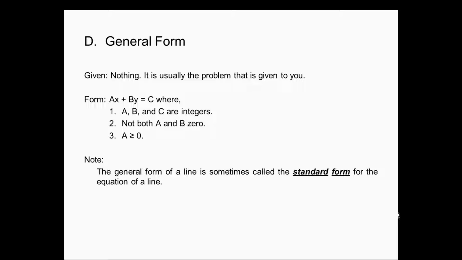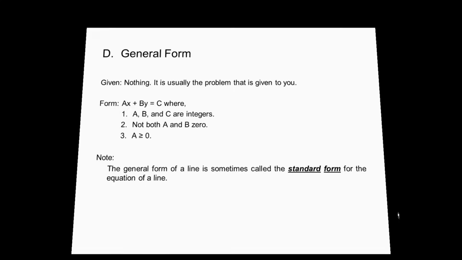Note, the general form of a line is sometimes called the standard form for the equation of a line. That's because a lot of different things in mathematics have standard forms, and we would like a line to have one too, so we usually pick the general form to also be called the standard form. We will call it the general form. And then the general form puts the variables on the left. X is first, it's alphabetical order, and the constant term is on the right.